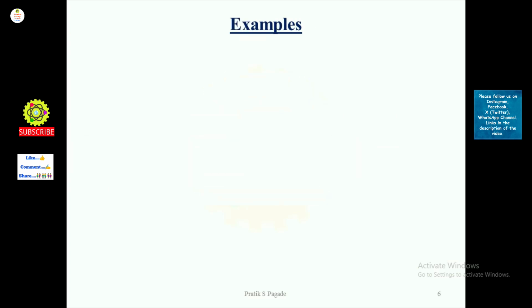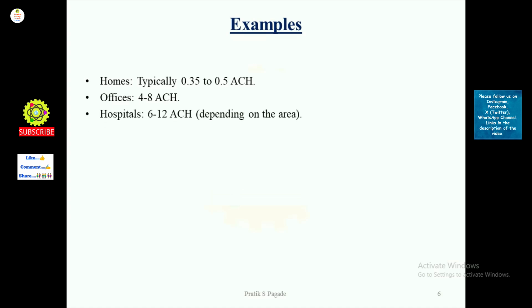Now let's see the examples of ACH. For homes, typically 0.35 to 0.5 ACH is required. For offices, 4 to 8 ACH is required. For hospitals, 6 to 12 ACH is required depending on the area. Laboratories, 10 to 12 ACH or higher depending on the materials used.